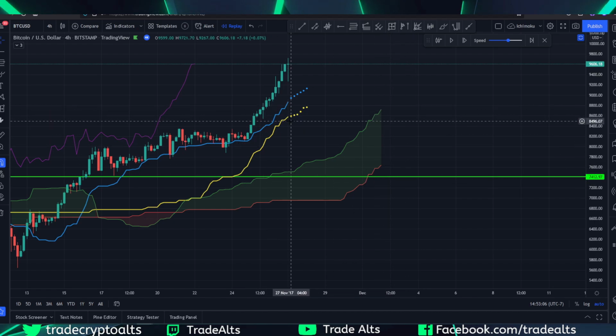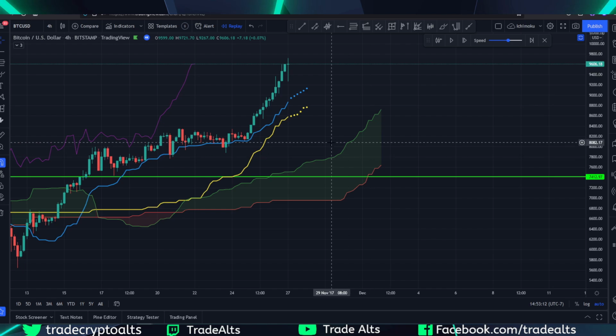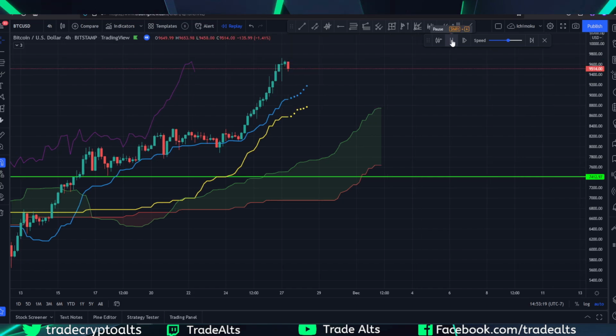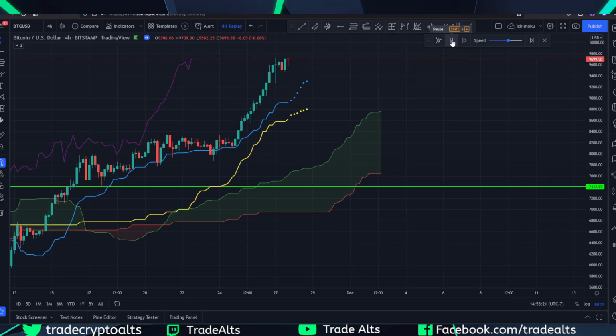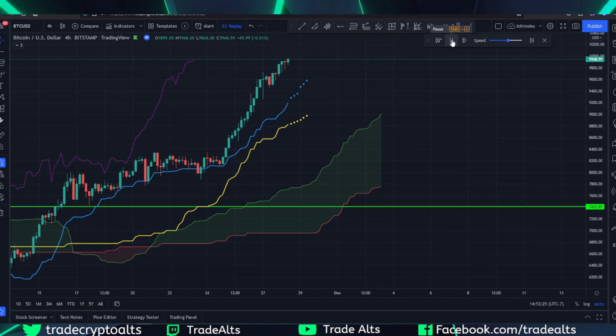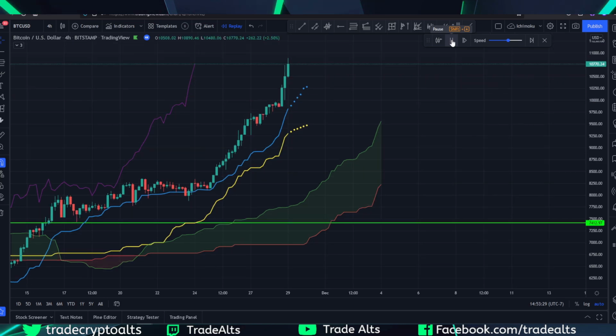Where you have your Tenkan and Kijun close together, both. Look at that angulation to the upside, right? Very steep slopes to the upside. Look at your cloud. Very steep angulation to the upside. This is very bullish. So let's see what happens. And now we're about to hit 10K. Just broke 10K actually.